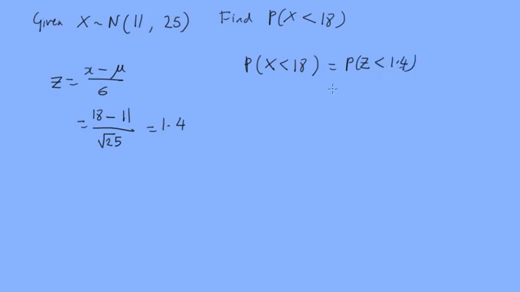So the probability of x less than 18 is the same as the probability that z is less than 1.4. And so we're going to look that up. So that's our phi function for 1.4, and that gives us, if you look up the table the way that we were doing in the previous lesson, you'll find it's 0.919. I'm not going to look up the tables in this lesson, just for quickness.